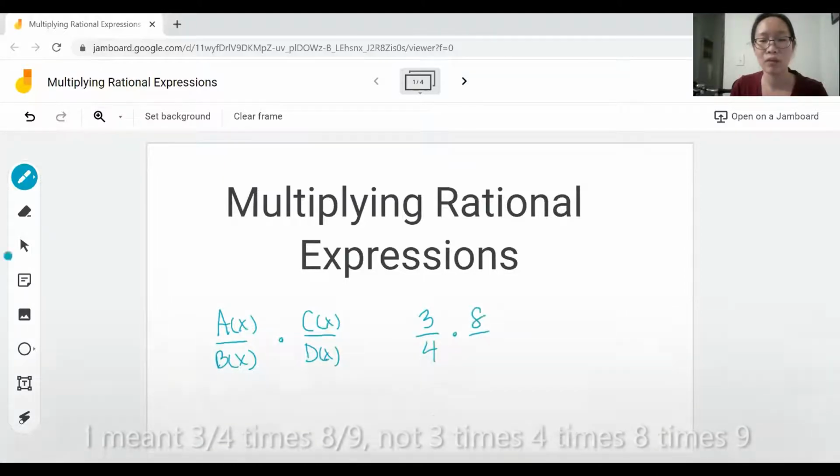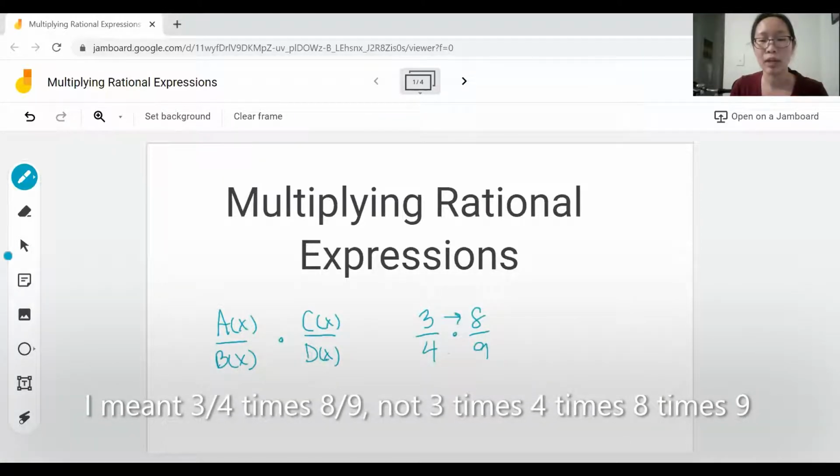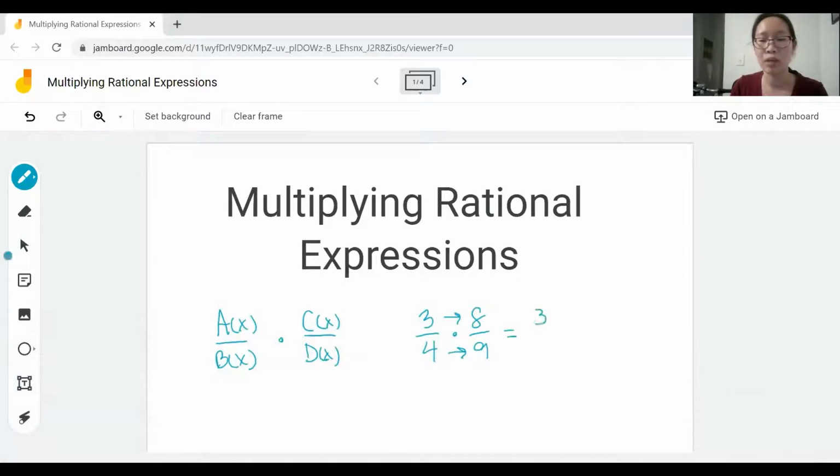If you had 3/4 times 8/9, you would just multiply across the top, multiply across the bottom. So you have 3 times 8 in your numerator and 4 times 9 in your denominator. From there, you would cancel any common factors. I can actually rewrite 3 times 8 as 3 times 4 times 2, and I can rewrite the 9 as 3 times 3. If I do that, I see that I have a 3 that is in the numerator and the denominator, and then I have a 4 that is both in the numerator and the denominator, which means that what I have left is 2/3, which is a fraction in simplest form.